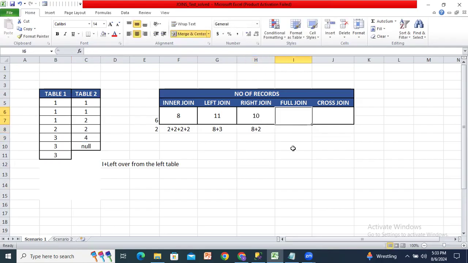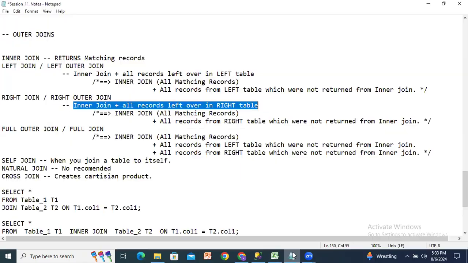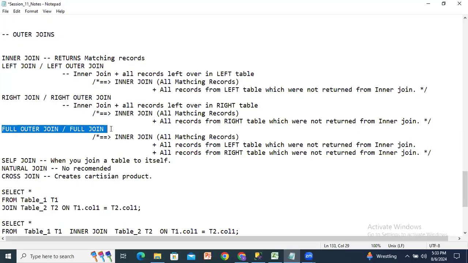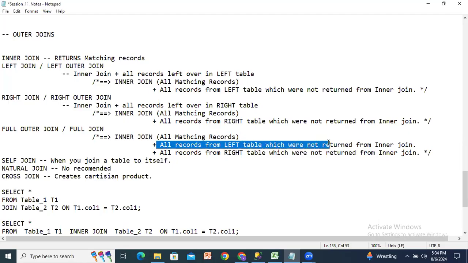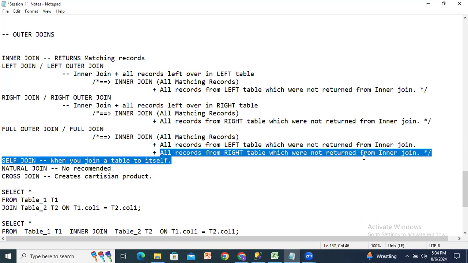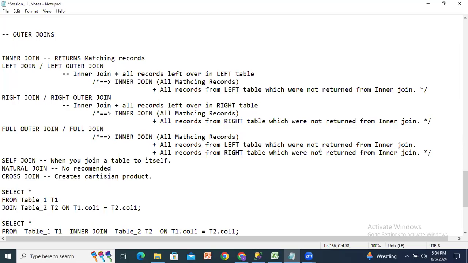Next, coming to full join. Full outer join, or full join, means the first condition is inner join, all matching records, plus all records leftover from the left table, plus all records leftover from the right table. So that means left join and right join: leftover from the left table, leftover from the right table, plus inner join.